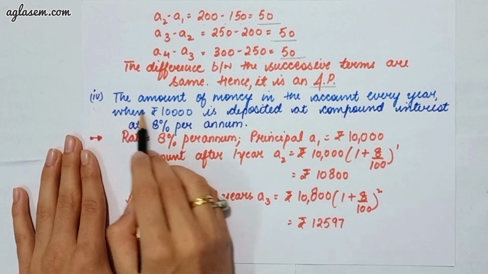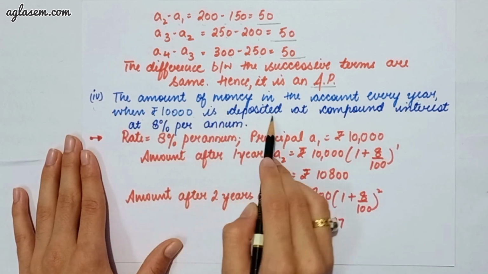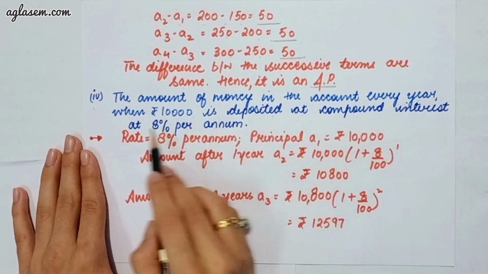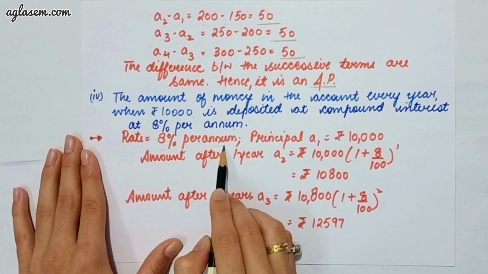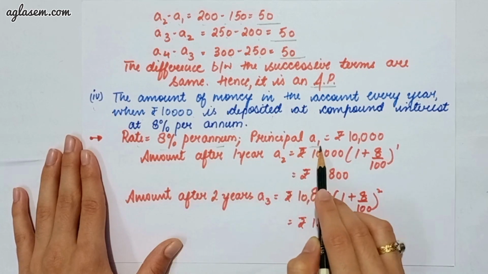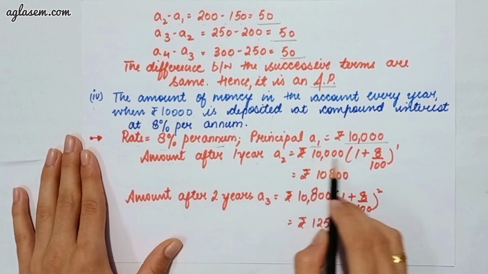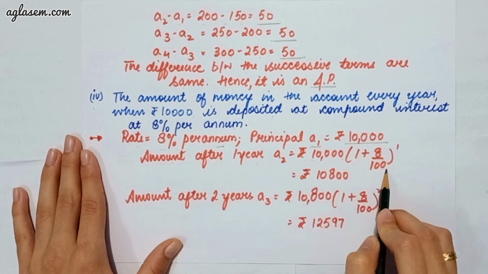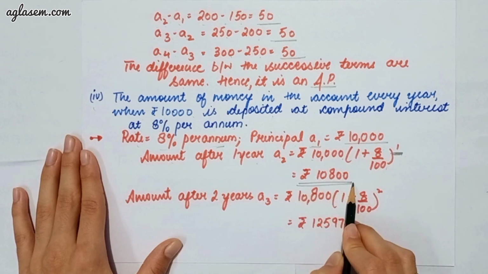Fourth part says the amount of money in the account every year when rupees 10,000 is deposited at compound interest at 8% per annum. So here a rate is given, that is 8% per annum. Principal, that is A1, again is given, that is 10,000. So amount after 1 year will be 10,000 into (1 plus 8/100) to the power 1. So here we'll get 10,800 rupees.